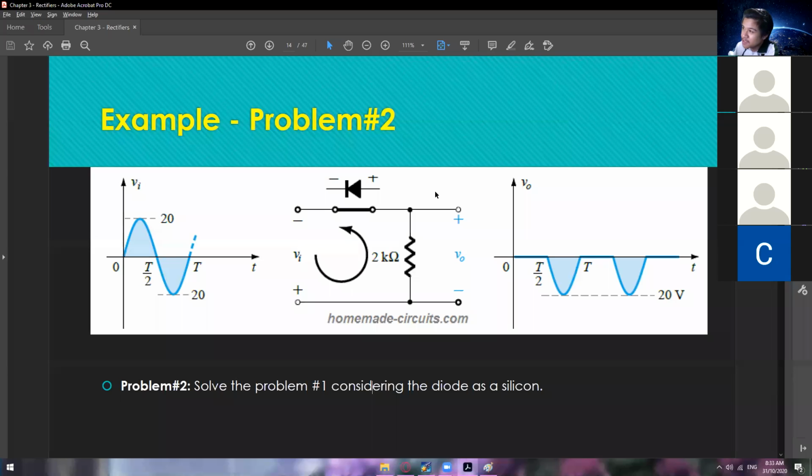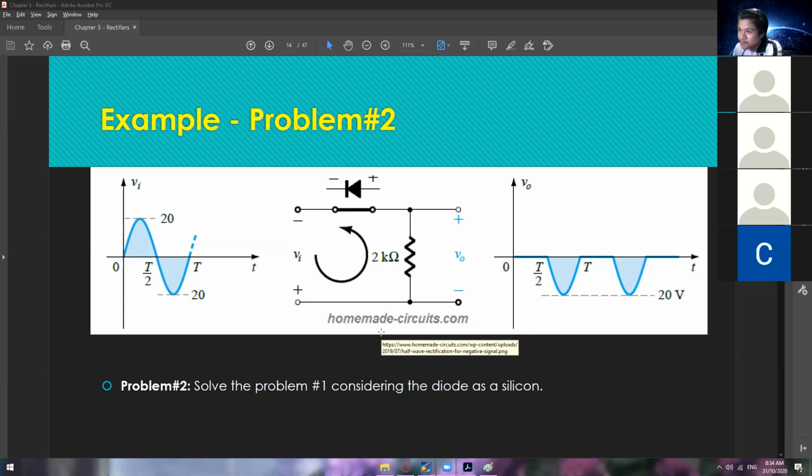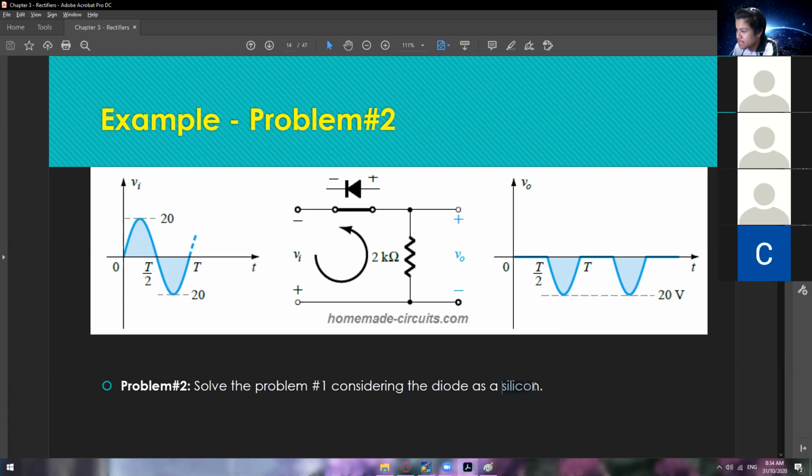Very good, Mr. Pacific. So right now, our V sub O is equal to V sub I minus V sub T. So you now have to deduct the voltage threshold of the diode, which is 0.7, knowing that the diode is a silicon. So 20 minus 0.7 is 19.3 volts.